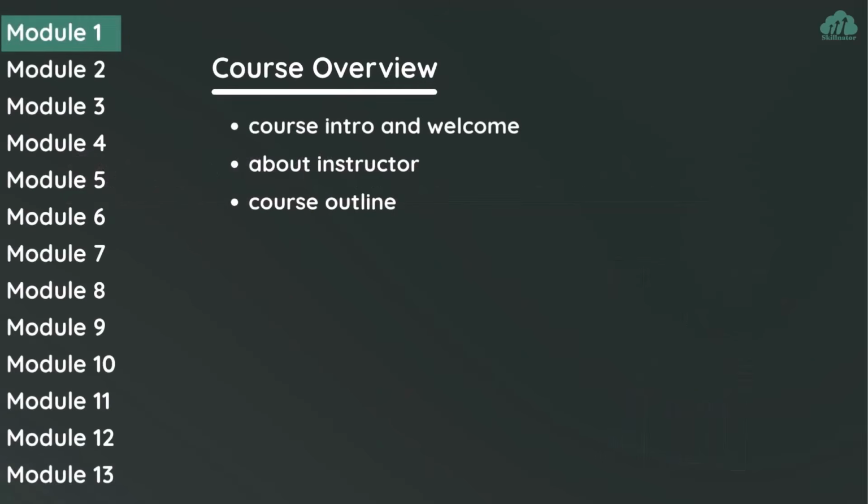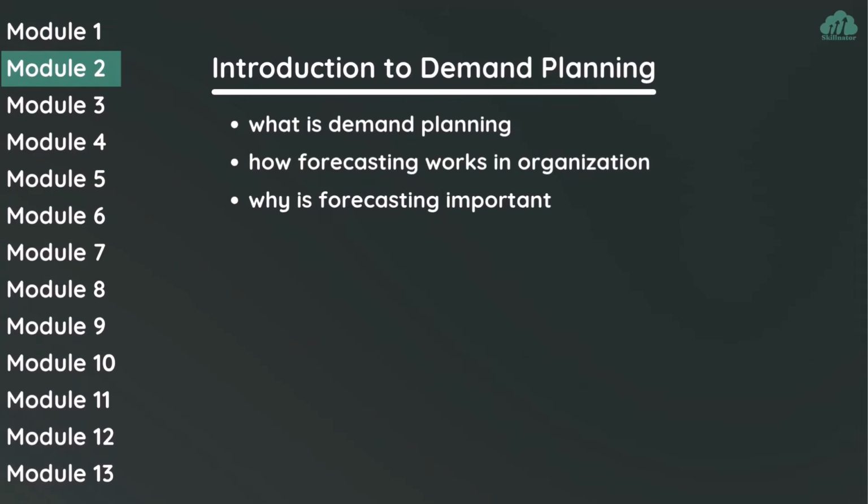The course is divided into 13 modules. Modules 1 to 2 focus on the fundamentals and foundations. Module 1 is the course overview. This is where we are right now. And in Module 2, we'll do a quick introduction to demand planning. You'll understand what demand planning really is, how forecasting works in organizations, and why forecasting is important for businesses. This section builds the foundation for everything that follows.